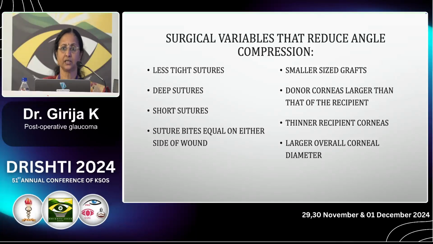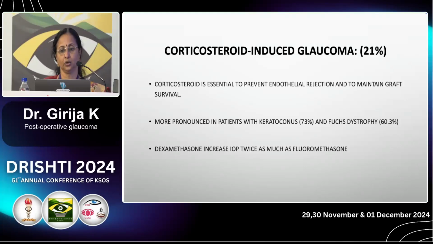So proper surgical technique is very important. Less tight sutures, deep sutures, short ones with equal length on either side, and a slightly larger donor graft can prevent angle compression. Now, corticosteroids are essential to prevent endothelial rejection and also to maintain graft survival.